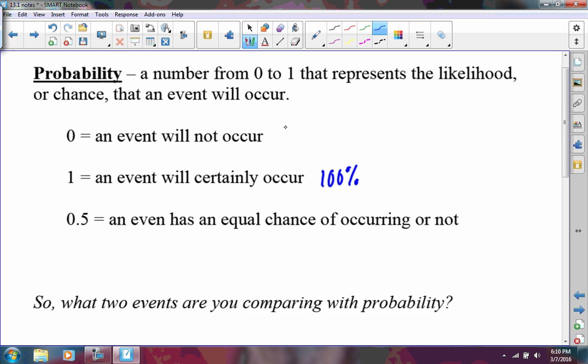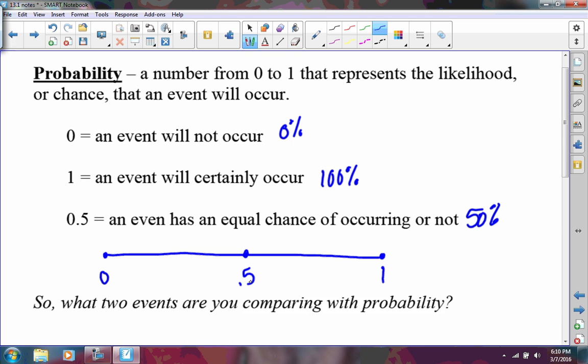Okay, so then 0 would be like 0%. And then in the middle, 0.5, that would be like 50-50, a 50% chance. And we talk about this when we talk about weather. We say there's a 0% chance of rain or a 100% chance of snow. Okay, so that means 0 would be down here, and 1 would be at the other end of the spectrum.